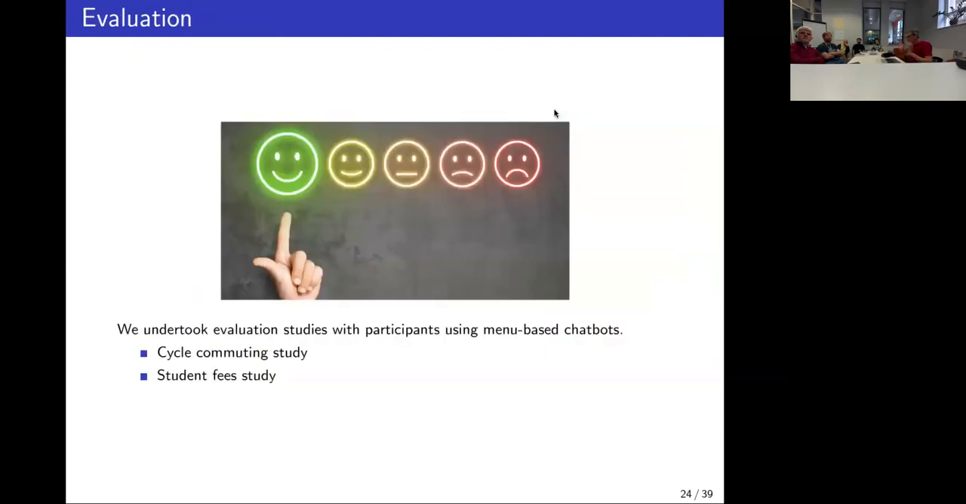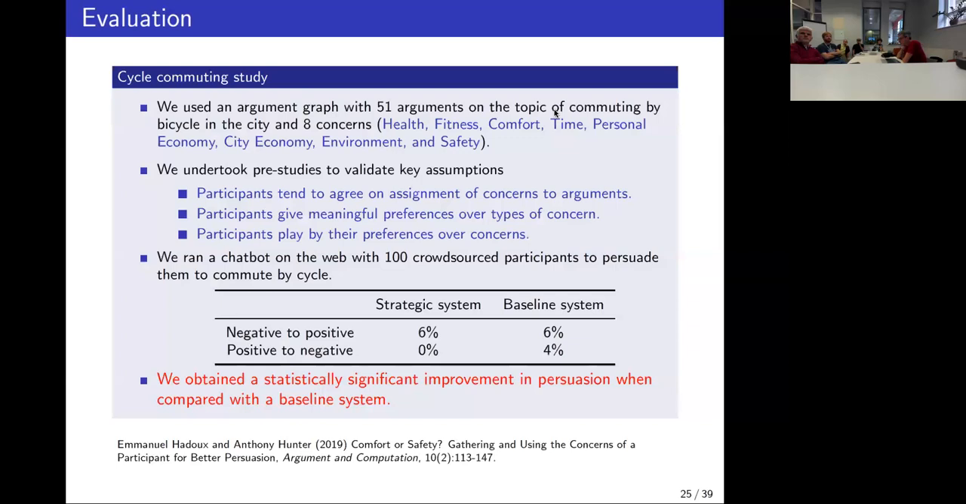Okay, so in the main project, we did some studies with users. We did one on cycling and we did one on student fees. So the cycling one, we built a graph with 51 arguments on the topic of cycling in the city, and we had 8 concerns. I won't read them out, you can see them there. We also did some pre-studies with participants. And so we found that participants tended to agree on the assignment of concerns to arguments. So we gave them all of the 51 arguments, and we split them up into groups of people, and they would systematically have a good overlap in what they would assign.